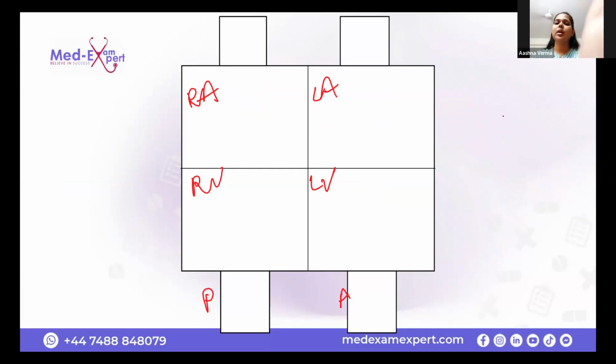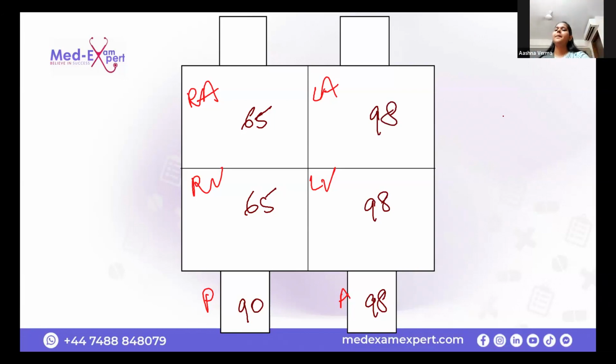Now, let's solve another question together. Here you have right atrium, and the saturation here is 65. Here the saturation is 65. Here the saturation is 90, 98, 98, 98. Now tell me, how do you go about this question? First thing first, aorta. Look at the saturation in aorta. What do you think it is?